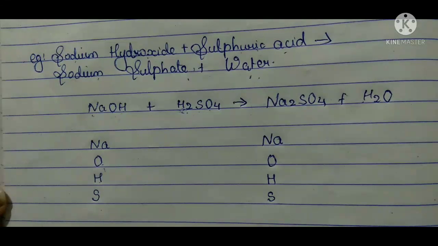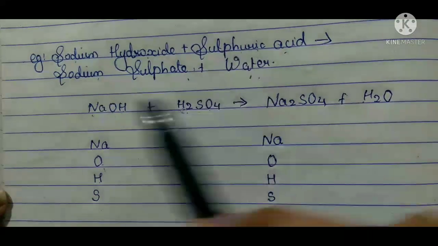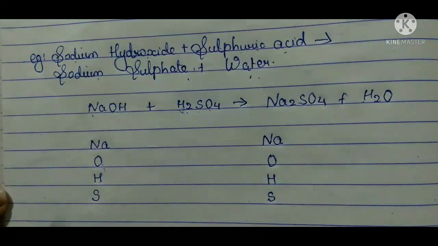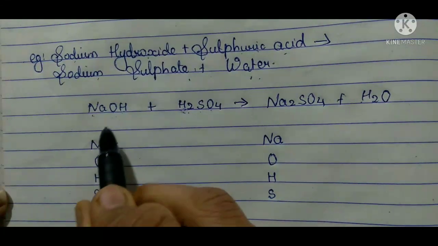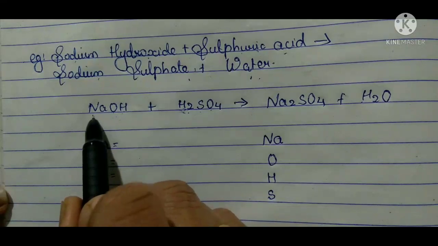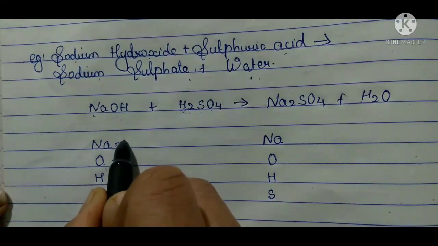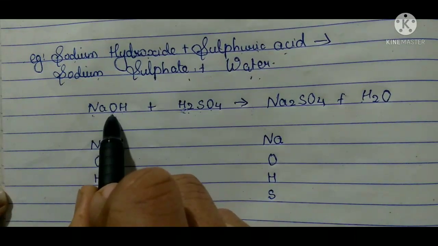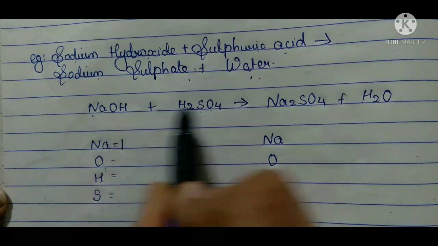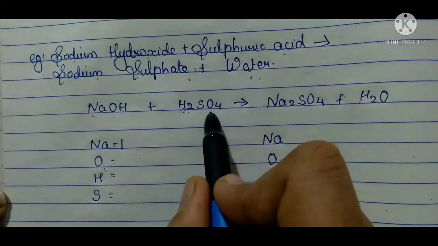Okay. Now what was the second step? You have to write the number of same atoms together. Now how to write the number of atoms? How many sodium can you find in this reaction? I can find 1. So sodium is 1. Oxygen. How many oxygen will you find? Here in sodium hydroxide 1 oxygen, in sulfuric acid 4 oxygen.